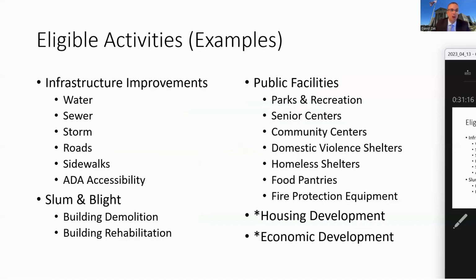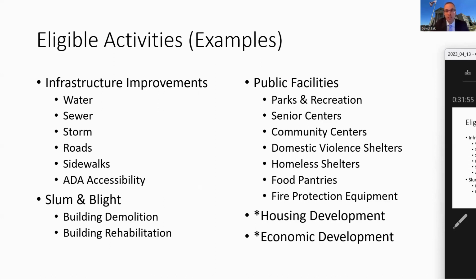Let's talk about examples of what kinds of things you can do with the pots of money I'm talking about tonight. As I told you, we're not talking about helping companies create jobs, and we're not talking about housing. We are talking about infrastructure, all fair game. So water lines, water plants, sewer lines, sewer plants, water treatment, storm sewer, road work, sidewalks, anything that has to do with ADA accessibility, which could be doors into a building. It could be sidewalk ramps, anything that would help. That's another limited clientele, the handicapped. So you're going to automatically be able to check the box with that.